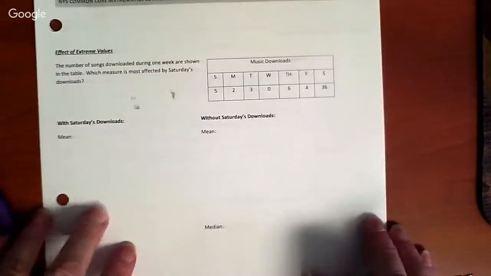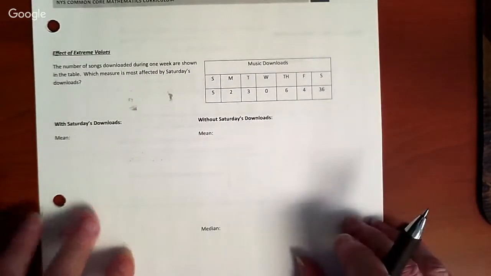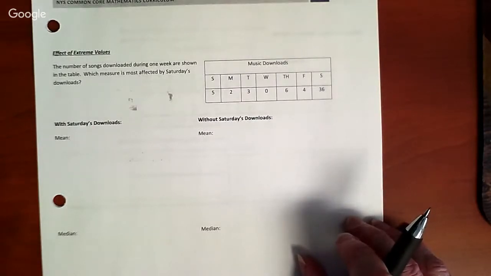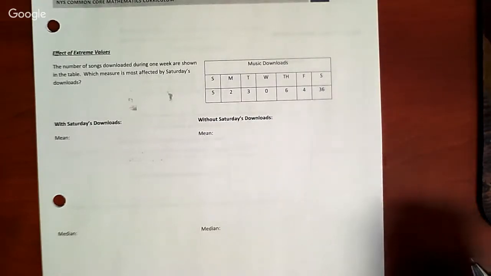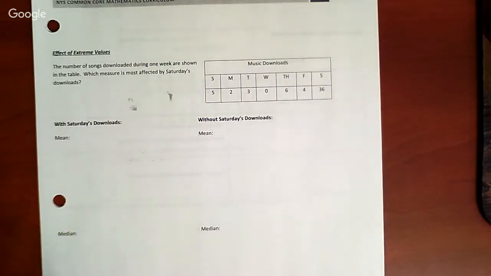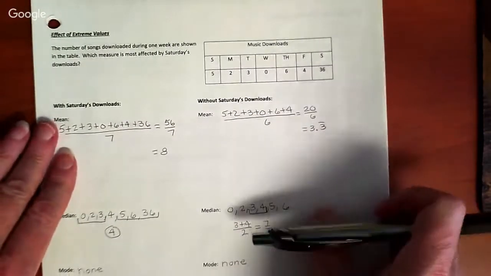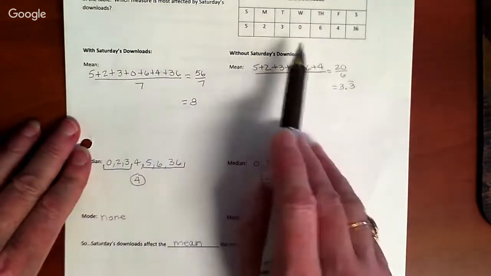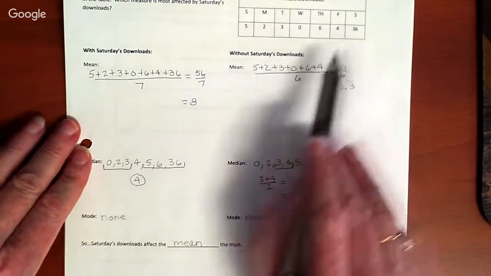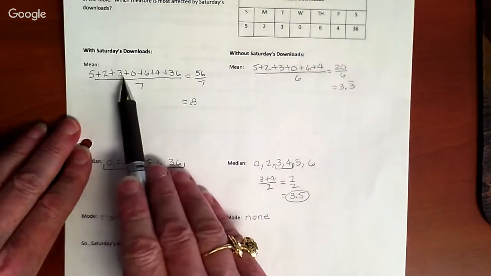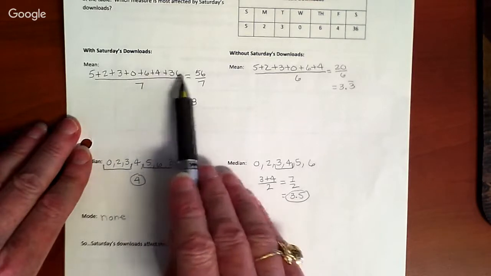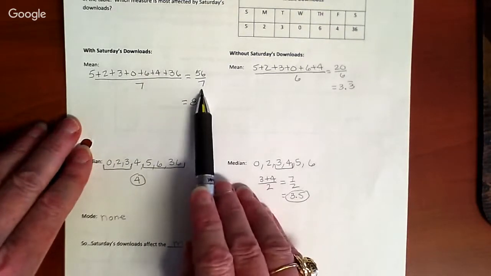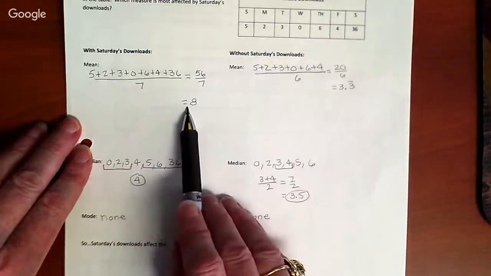The number of songs downloaded during 1 week are shown in the table. Which measure is most affected by Saturday's downloads? Well, I did this information already, so I'm just going to show it to you. All you're doing is taking the mean, so let me just explain what they are. Here, we took the average, we added all these numbers together: 5 plus 2 plus 3, 0, 6, 4, and 36, added up to 56. Divided it by 7, because you know how to take the mean.